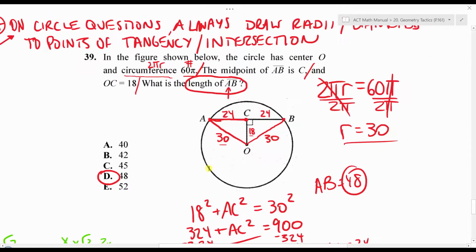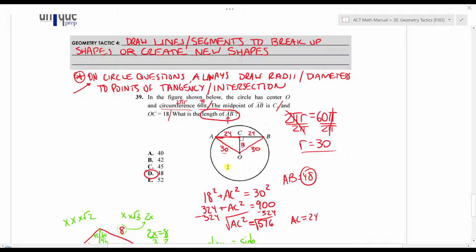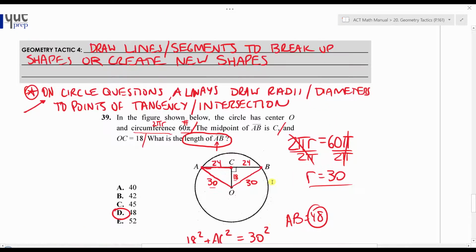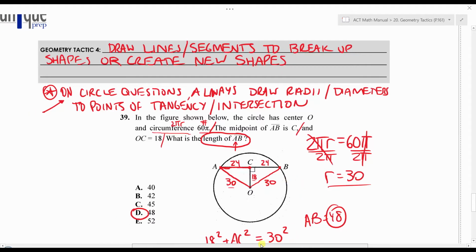So that is geometry tactic number 4, draw lines or segments to break up shapes or create new shapes. So again, these 4 tactics can be used on a very high percentage of the geometry questions. Of course, as is always the case with these techniques and strategies and tactics, if you know the correct mathematical or school way, the geometric or algebra way, you might be better served to just go ahead and do it that way. But there are going to be some cases where you run into trouble, in which case these tactics can help you. And in a lot of cases, the tactics will solve the question quite quickly and simply.